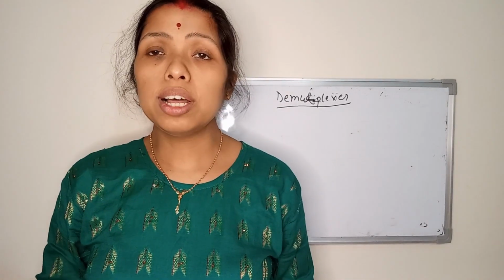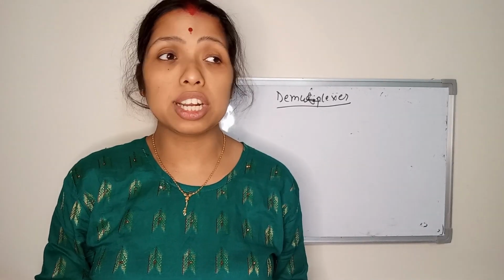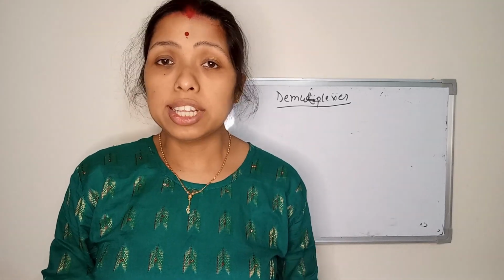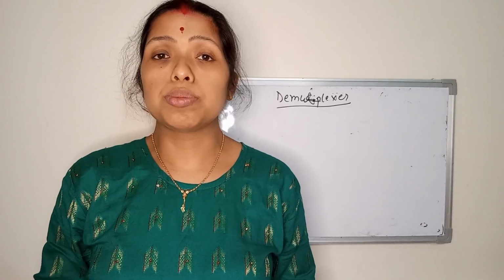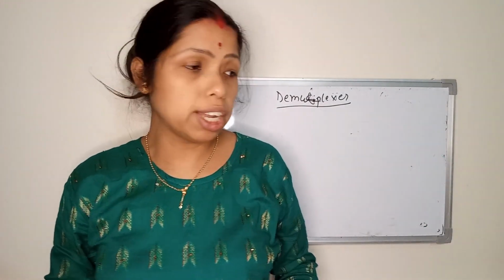Hello friends, last class I discussed the multiplexer, its working principle, how many types of multiplexers there are, and if you have a Boolean expression, how you can design it using the multiplexer. So there is one more combinational circuit, that is the demultiplexer. Demultiplexer is the opposite of the multiplexer.